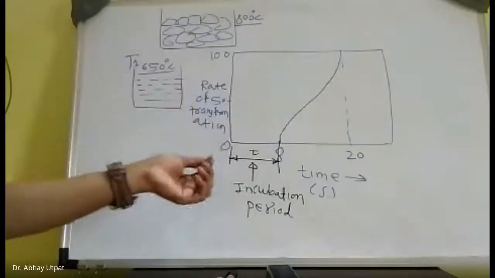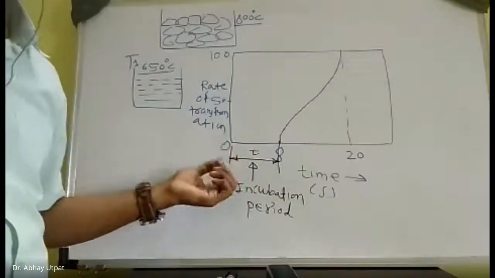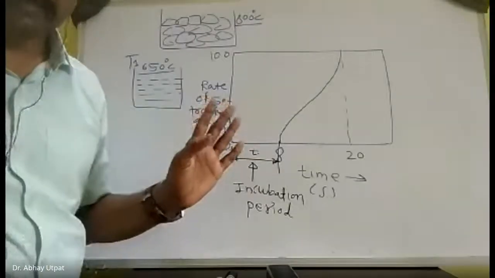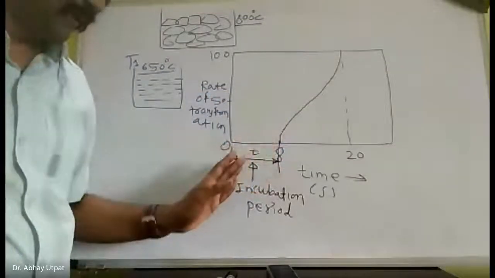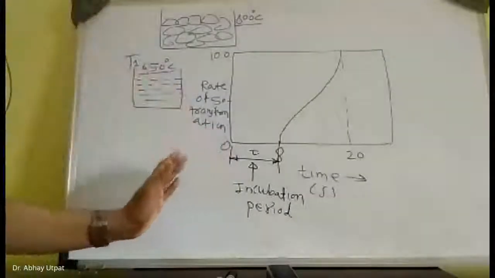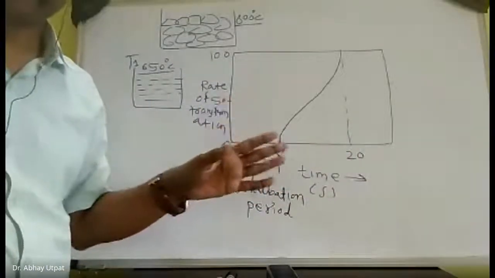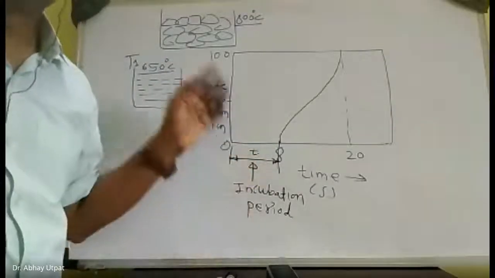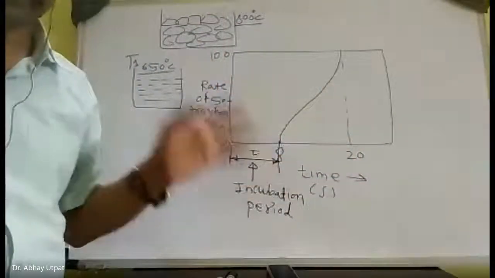Why? Because smaller the incubation period, transformation will start faster. So if incubation period is 2 seconds, your transformation starts immediately within 2 seconds. If incubation period is larger, transformation will start late and finish late. So very simple statement. Smaller the incubation period, faster the transformation. Higher the incubation period, slower the transformation.